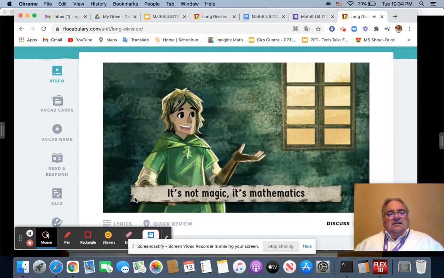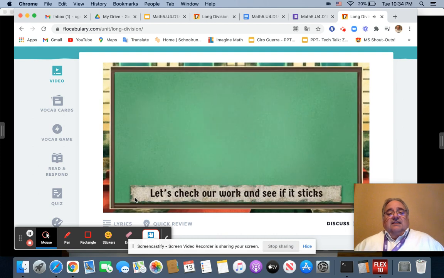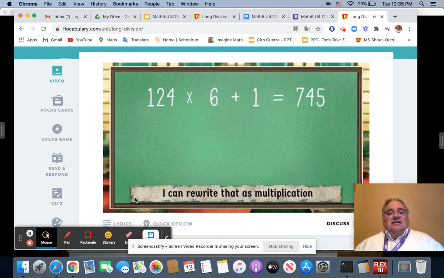Nah, it's not magic, it's mathematics. This is just one approach, but it's a classic. Let's check our work and see if it sticks. We think 745 divided by 6 equals 124, remainder 1. I can rewrite that as multiplication.